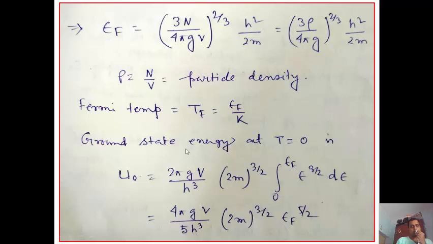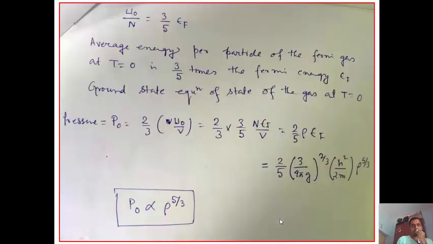The ground state energy, the energy at 0 Kelvin, is U0 equals 2 pi gV by h cube times (2m) to the power 3 by 2, integrated from 0 to epsilon f, that is, the total energy up to epsilon f at 0 Kelvin. So instead of integrating from 0 to infinity, we are using 0 to epsilon f, epsilon to the power 3 by 2 d epsilon, and the result comes out as this. So U0 by N, the average energy per particle, comes out as 3 by 5 of epsilon f. This is the ground state equation of state for the gas at T equals 0.